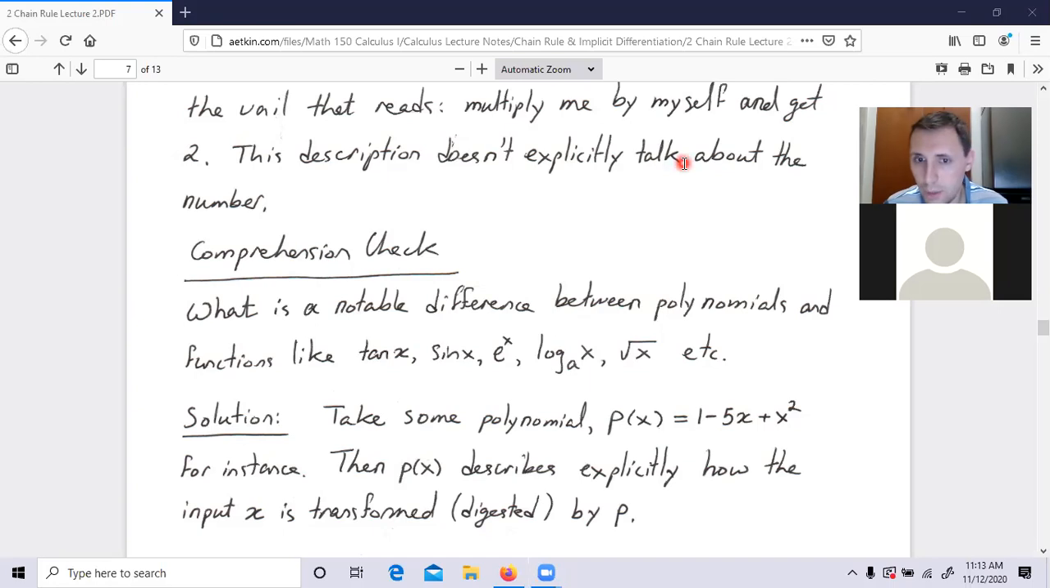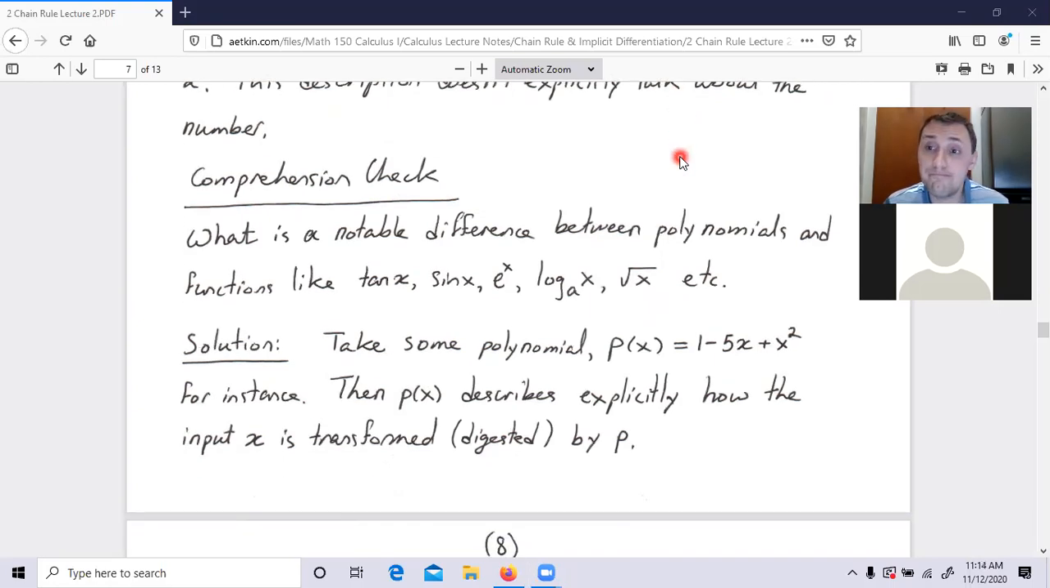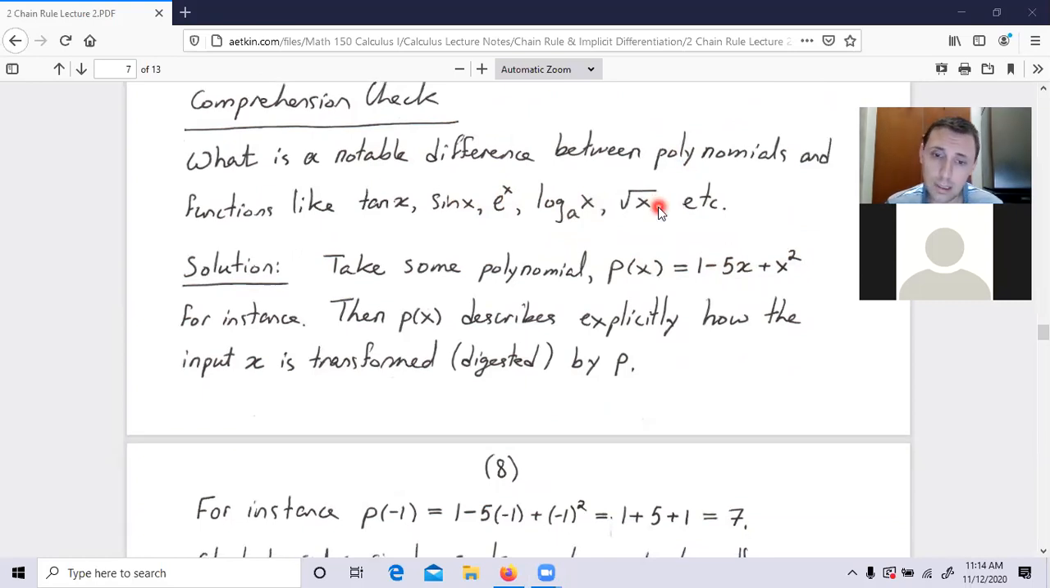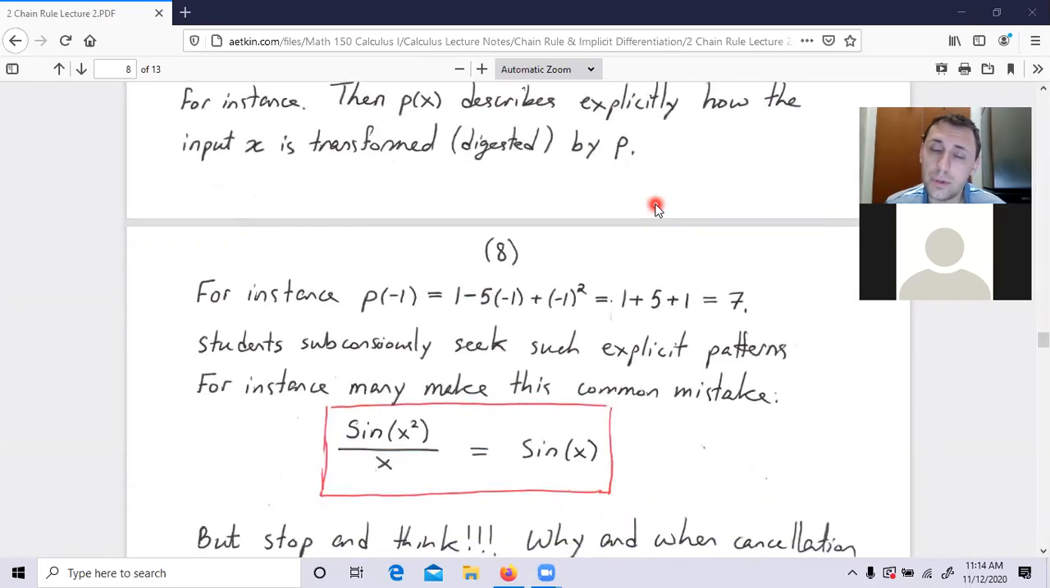All right, so I see nobody volunteers anything today. That's too bad, guys. But look at this polynomial. I can clearly see its digestion process. The input is squared, and then you subtract 5 times the input and add 1. So you can see the digestion process, whereas sine, e to the x, log, and root are just names. It doesn't tell you how the process is working.